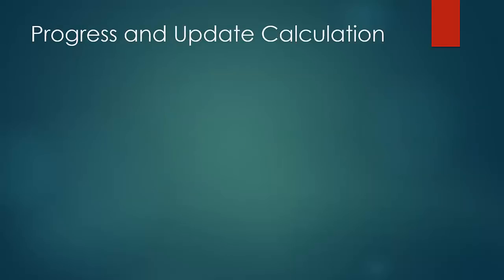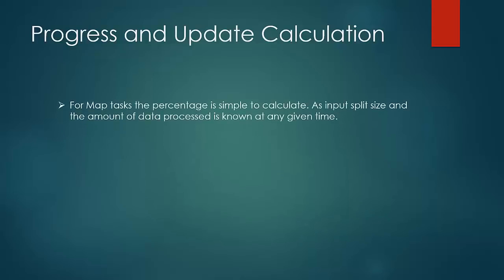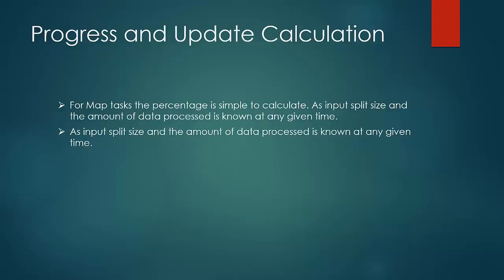On this slide, we look at how the progress that is displayed on the user console is calculated. For map tasks, the percentage is simple to calculate as the input size is known and the data that is processed is known through the internal counters which Hadoop maintains. So at any given point, the total amount of data and the amount of data that has been processed is known, and hence the percentage of work done is easy to calculate.